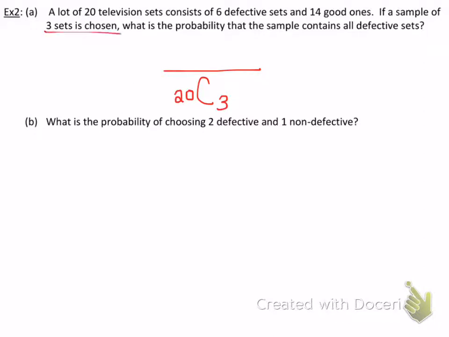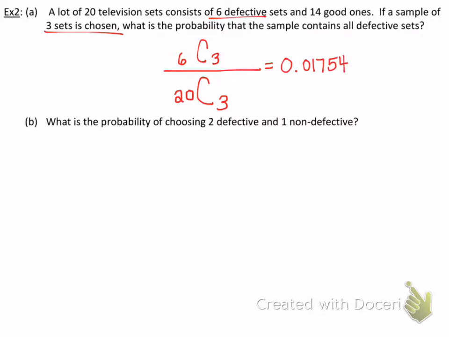It said if a sample of 3 are chosen, so therefore I have 20 choosing 3. 20 total possibilities, 3. But what do I ask? Well, what's the probability that they're all defective? Well, what's the total defective I have? 6. So out of those 6, I want them all 3 to be defective. And when I do this, I get 0.01754.